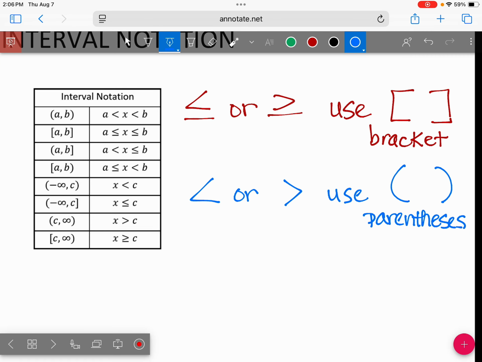And then the last thing to keep in mind for interval notation is you always start with the smallest first and you go to the largest. So anytime you're putting your interval, the first number should be smaller than the second number. And that's really all you need to know, okay?